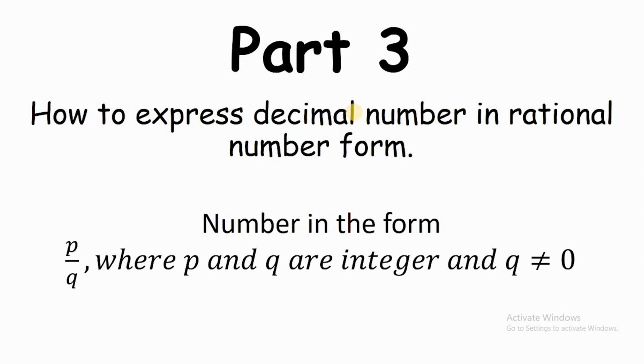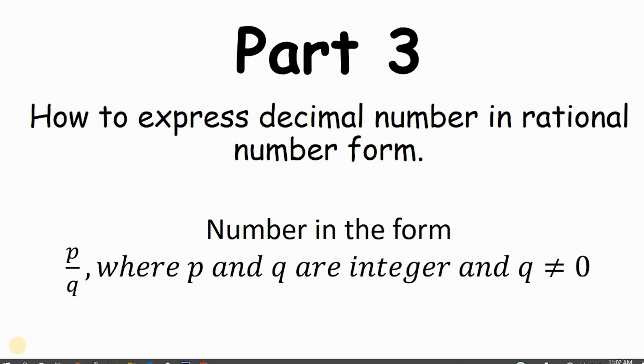Now we have reached the third part of this chapter, and in the third part we are going to learn how to express decimal numbers in rational number form, or you can say expression of decimal numbers in the form p by q, where p and q are integers and q not equal to 0. Now here we are going to discuss methods to express decimal numbers in p by q form. And p by q form means we are talking about rational numbers, and in the earlier part we have discussed how to express a rational number in decimal form, and we have also discussed the decimal expansion of a rational number.